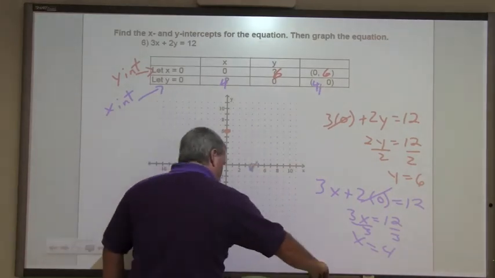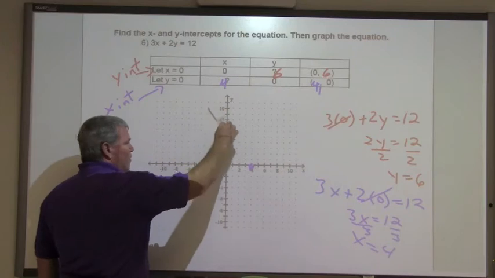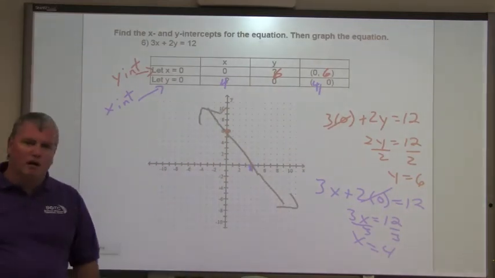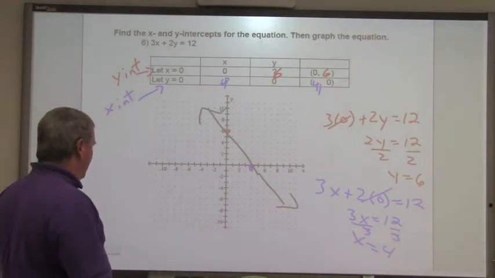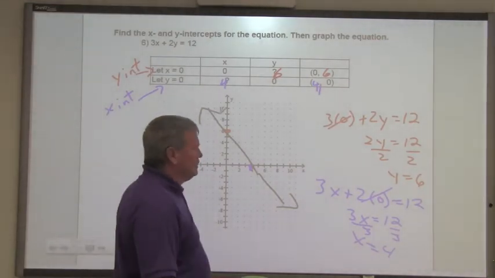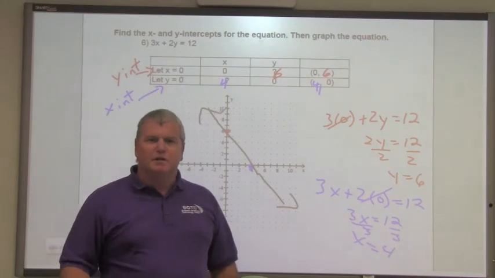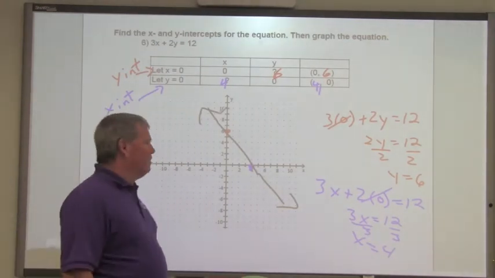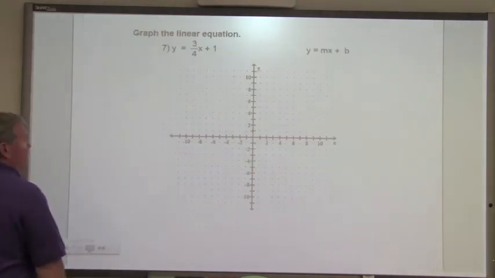Once you get those 2 points, then you can draw a line through those 2 points and have your line drawn. That is one easy way to draw or graph an equation, is just find the x and y intercepts. It's pretty nice if they come out whole numbers. If they come out decimals, it makes it a little bit harder, but you can do it there too.